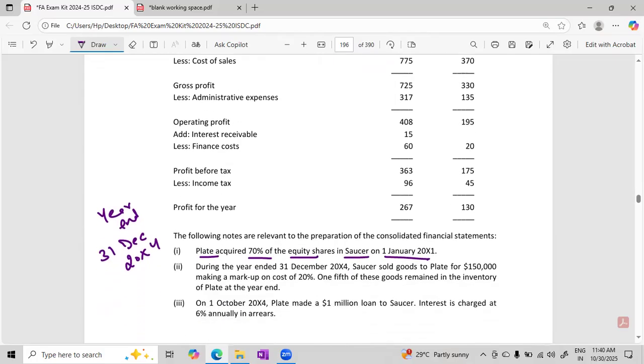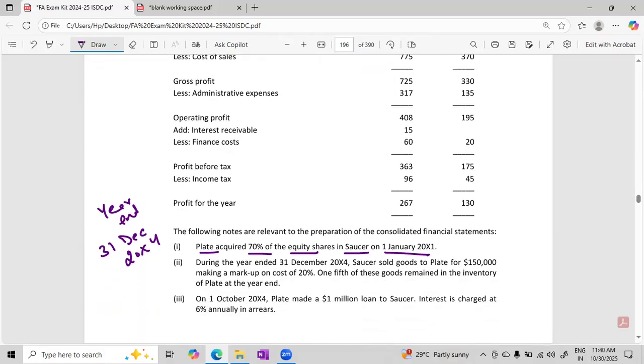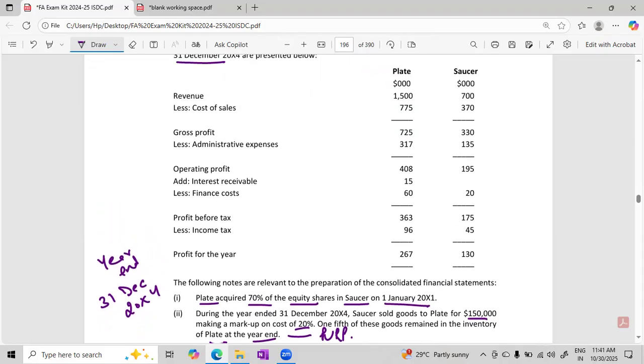Let's read further. During the year ended 31 December 20x4, Saucer sold goods to Plate for 1,50,000, making a markup on cost of 20%. One-fifth of these goods remained in the inventory of Plate at the year end. So this will give rise to PURP, and we will adjust it in our cost of sales. Okay, so let's get started.